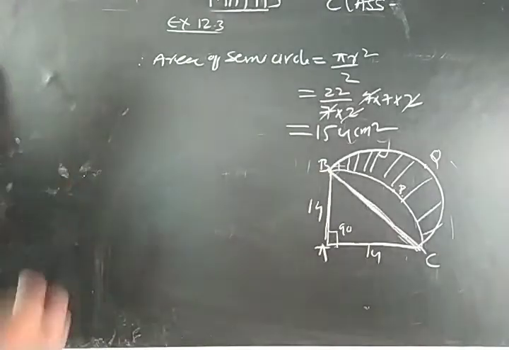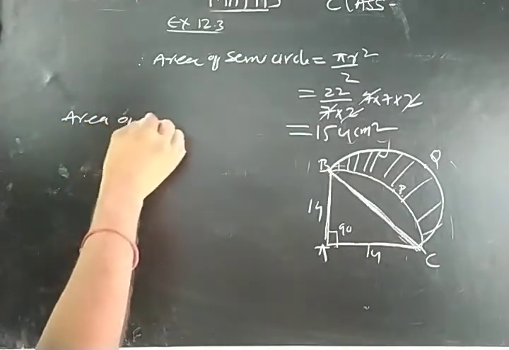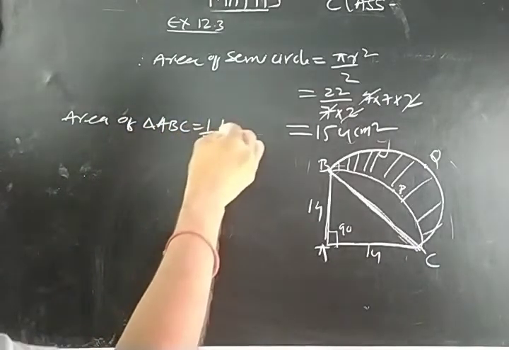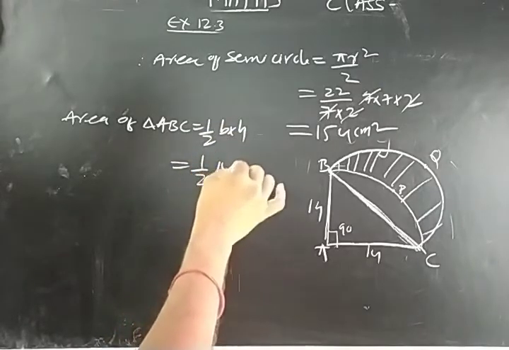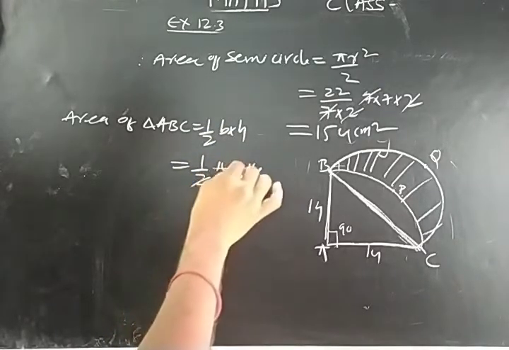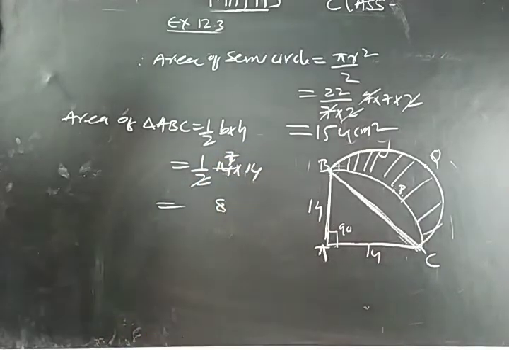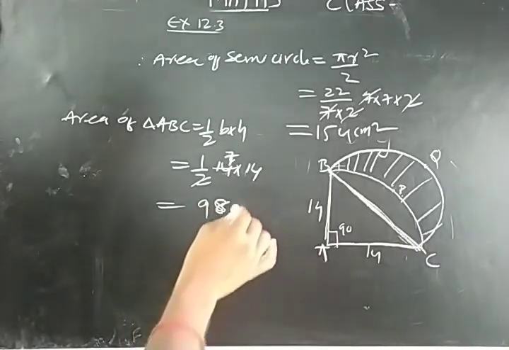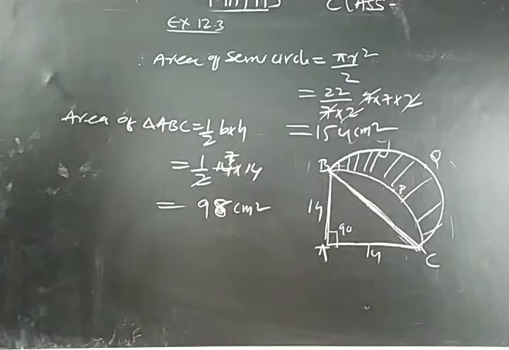Now I am finding the area of the triangle. Area of triangle ABC is half into base into height. Half into base 14, height 14. 7 fours are 28, 2 carry, 7 ones are 7, 98. So 98 centimeter squared is the triangle area.